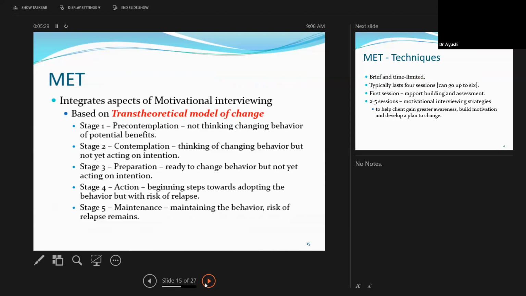The third stage is preparation, where the person is ready to change behavior but is not yet acting on it. Stage four is action, which means beginning steps towards adopting the behavior, but with the risk of relapse. Stage five is maintenance, maintaining the behavior, though the risk of relapse still remains.